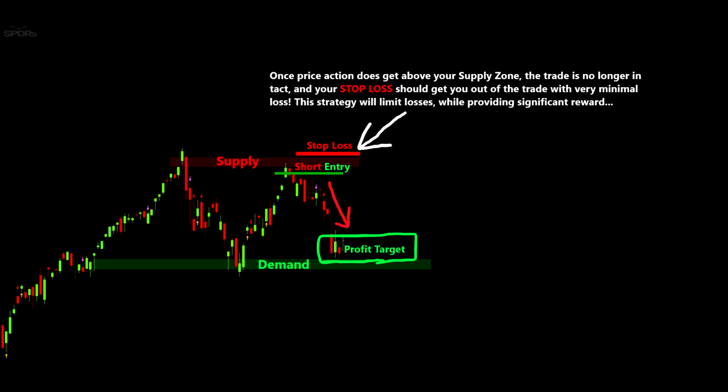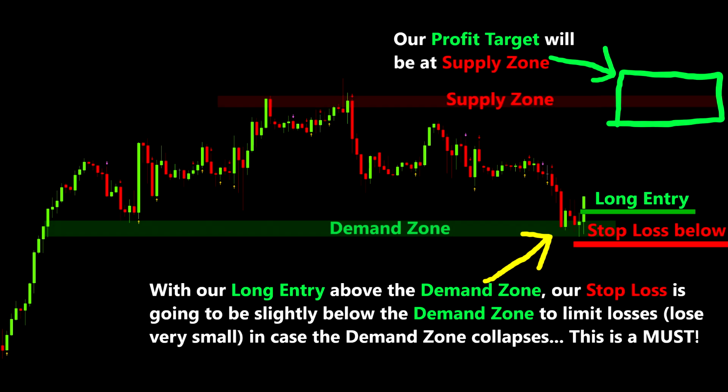This is because when the supply zone is broken, it tells us that demand is over exceeding sellers at that supply zone, and the supply zone is no longer strong or no longer tradable. So same goes with demand. If you're going to enter at the demand zone and price goes below the demand zone, you should no longer be in the trade because the zone is no longer intact as supply over exceeded demand at the demand zone.